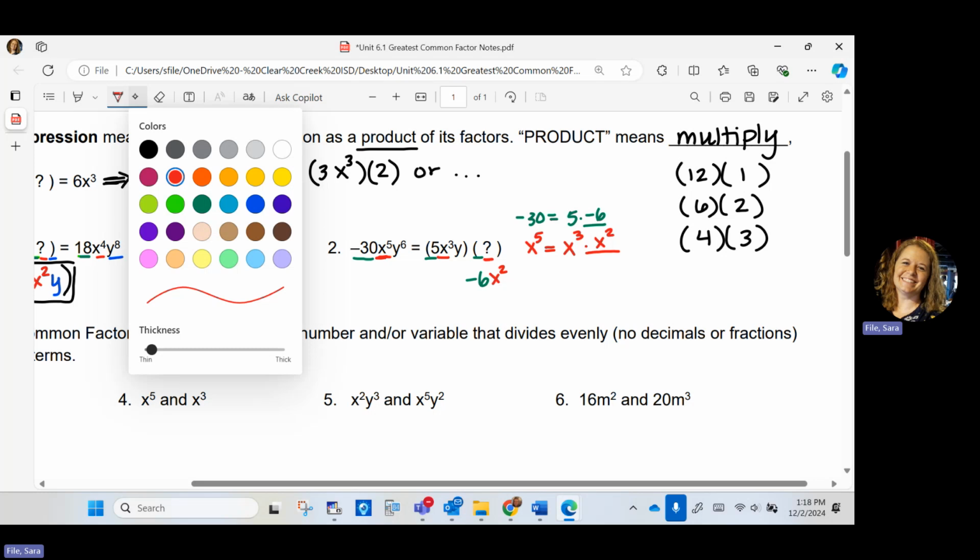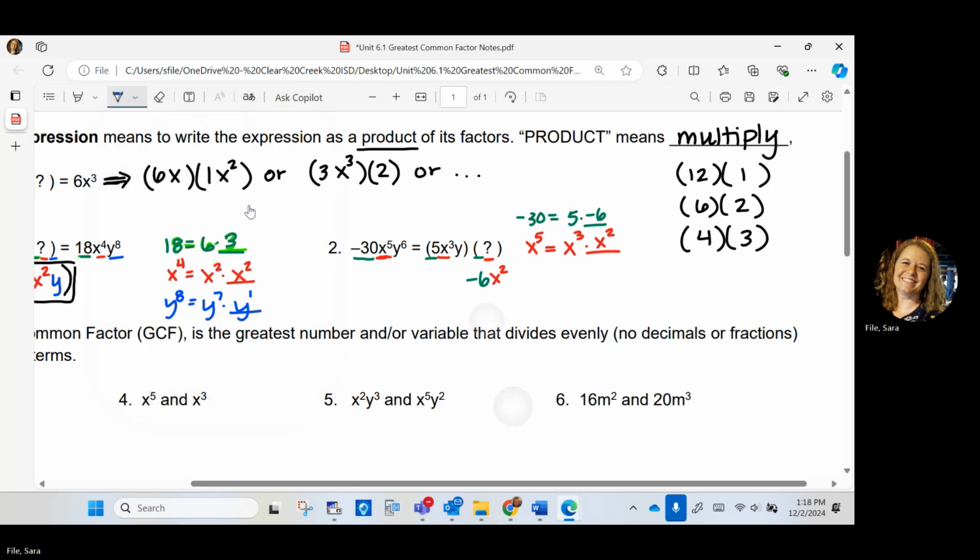Good. All right, and then last but not least, the y's. I want y to the 6th. I've got y, so what's the y that I'm missing? So I want y to the 6th. I've got y. What do I need to multiply that by? Y to the 5th. Very good. Because that's an understood 1, and the 1 plus 5 would equal the 6.